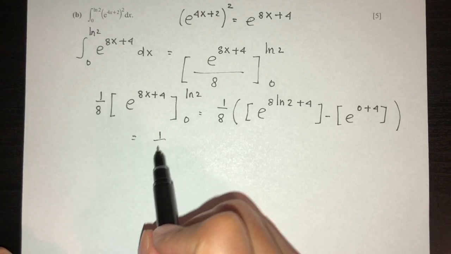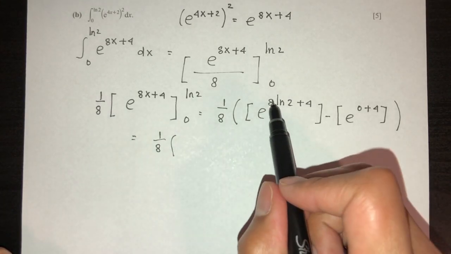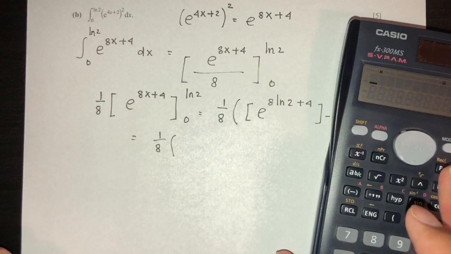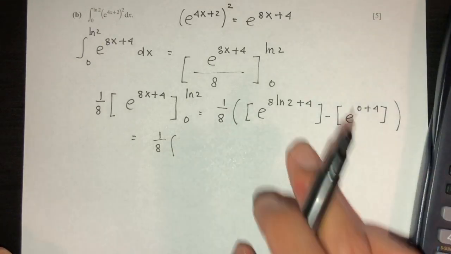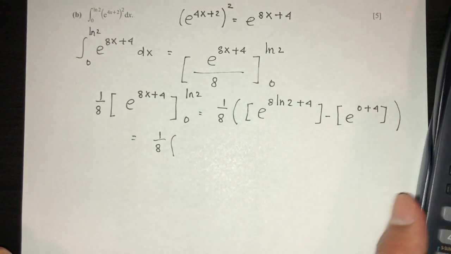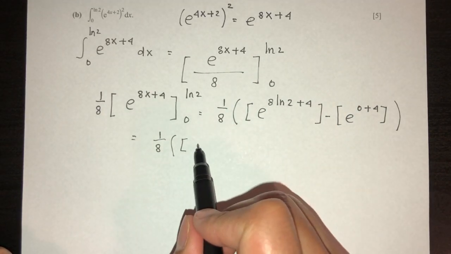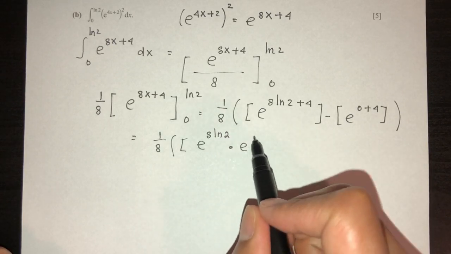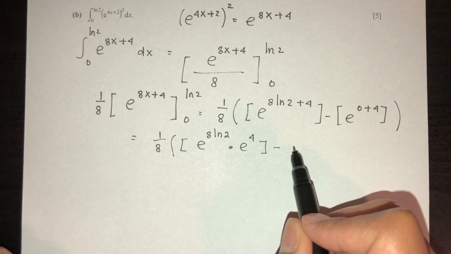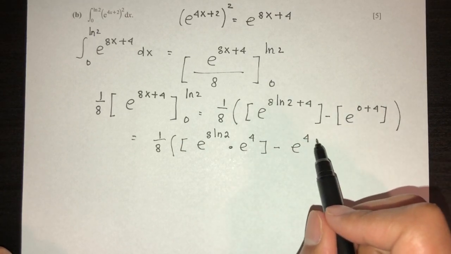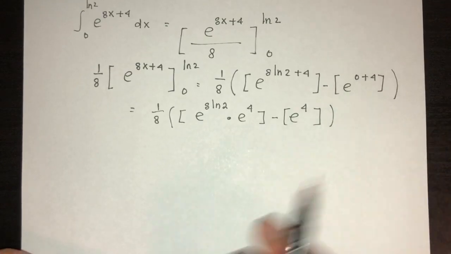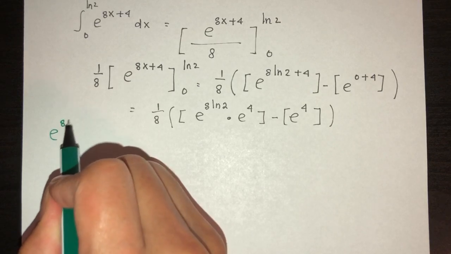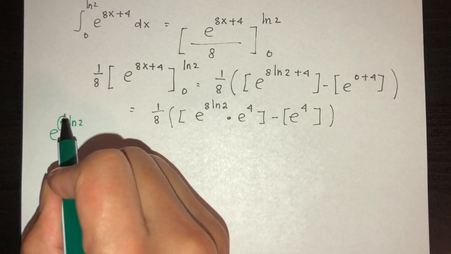Now let's see what you have. 1 over 8. If you send this 8 over here, you will have 2 power. So we have to break this down first. So basically this is equal to what? Exponential of 8 ln 2. When you have plus, it is multiplied by exponential of 4, minus exponential of 4. Right? Now next step is to simplify this. Now let's do this on this side. So exponential 8 of ln 2. You can send this to the power.